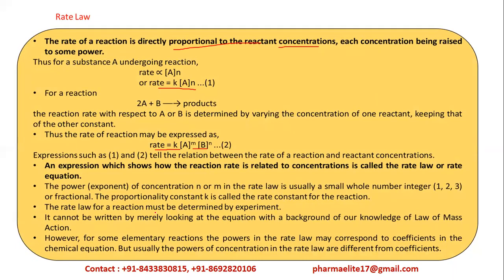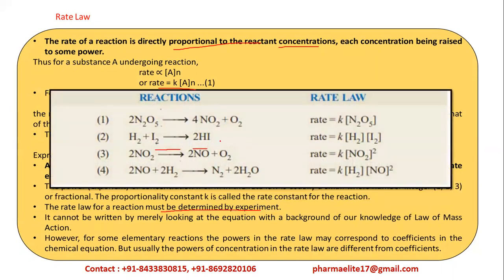That is, based upon just looking at the given reaction or the amount of product, you cannot say there are 2 moles of this and 1 mole of this, so I'll make this expression accordingly. It has to be experimentally found. That is, the rate law expression has to be determined on experimental grounds. These are some of the examples you can see here.